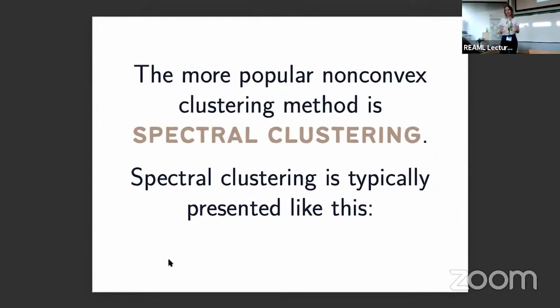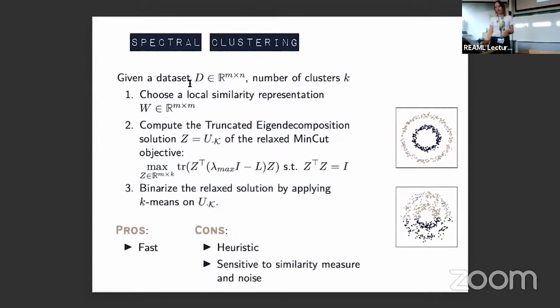And spectral clustering is typically presented like this. So basically we have our data set and the number of clusters. And then we choose a similarity representation W. So for example, it could be RBF kernel, something like that. So something which is preserving local similarities. And then you compute the truncated eigendecomposition of the relaxed minimum cut objective.